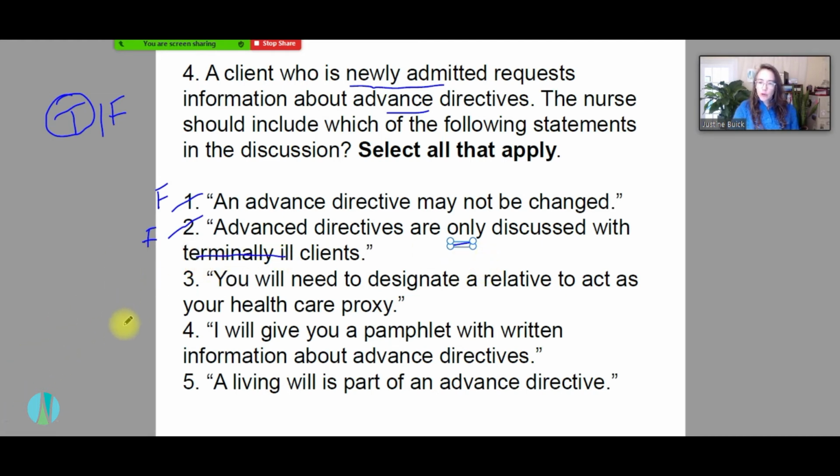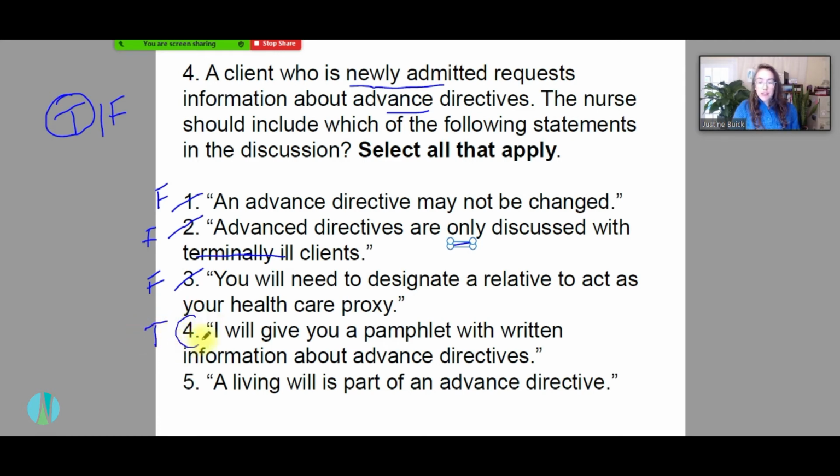So number 3, you will need to designate a relative to act as your healthcare proxy. So that is false also. You would eliminate that one because it doesn't have to be a relative. It can be anyone. Well, it probably can't be the nurse or the doctor, but it can be a friend too. So number 4, I will give you a pamphlet with written information about advanced directives. So that is true. You could definitely do that.